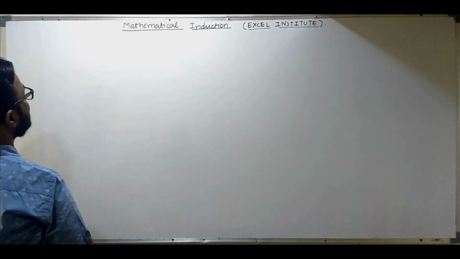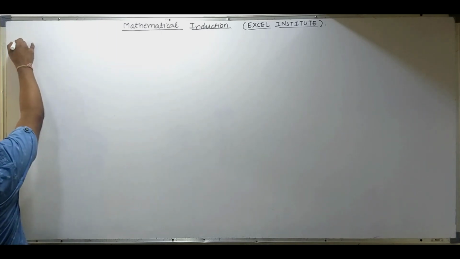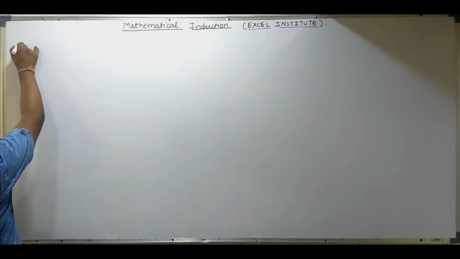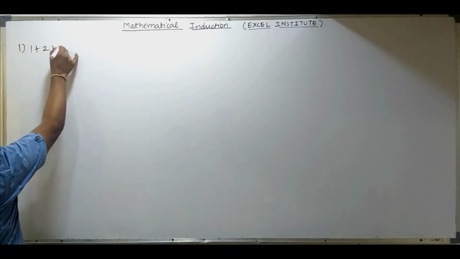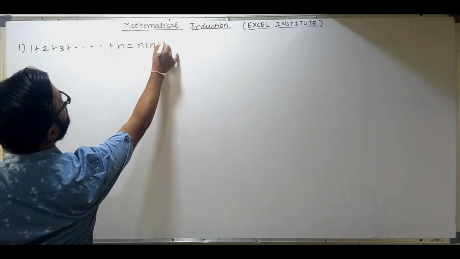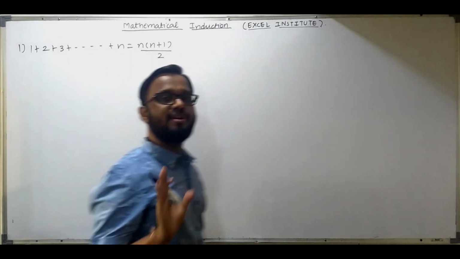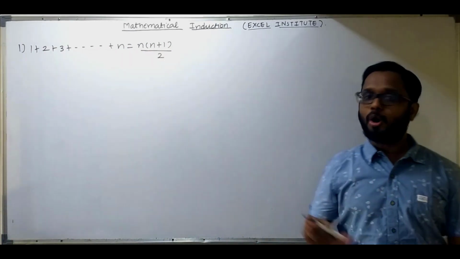For example, suppose the statement is like this. The mathematical statement is: 1 plus 2 plus 3 up to n is given by n into n plus 1 by 2. This statement is true for all natural numbers.